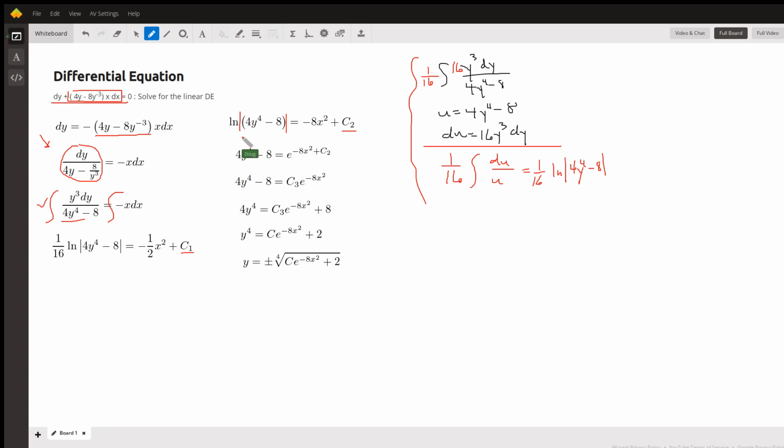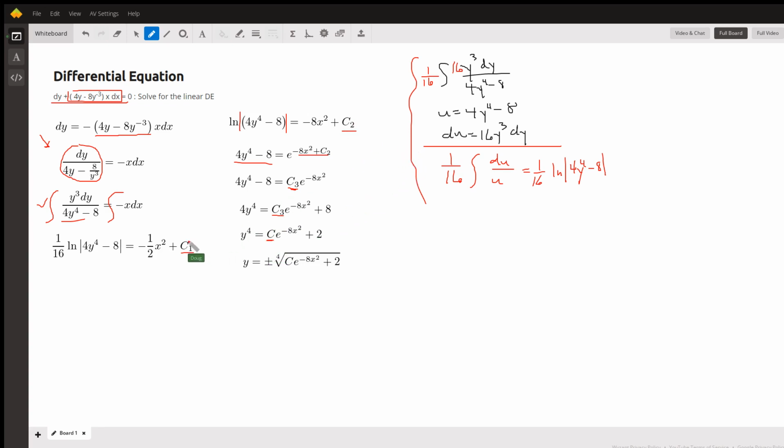Now we exponentiate both sides and get that this expression is equal to e to this. But I can rewrite that as e to the c sub 2 times e to the negative 8x squared, but e to the c sub 2 is just another constant. And if I add 8 to both sides and then divide by 4, this c sub 3 divided by 4 is just another constant. So finally, I'll just leave that constant c.